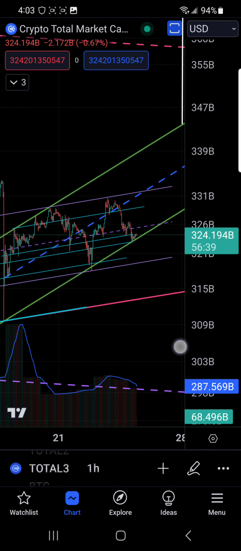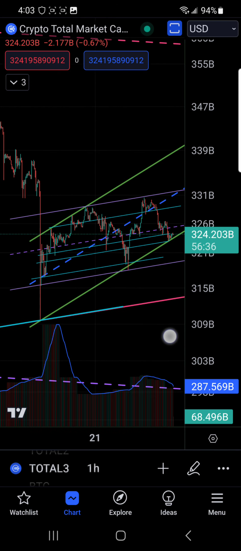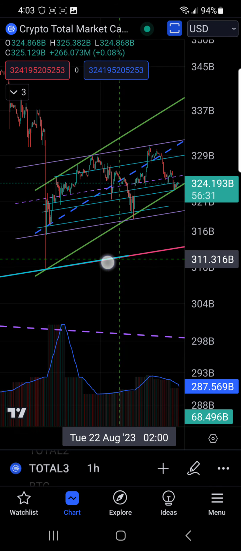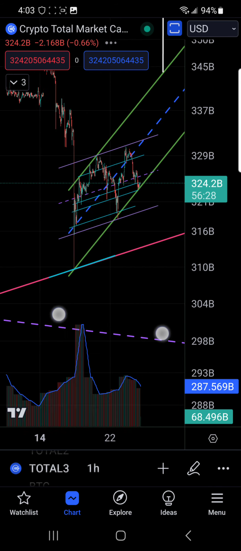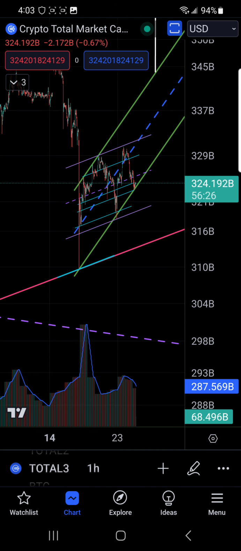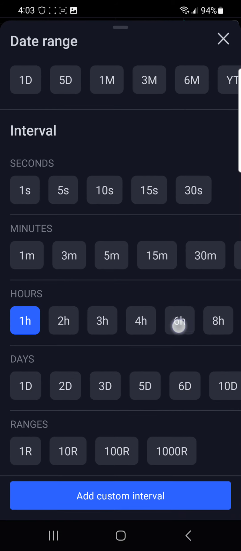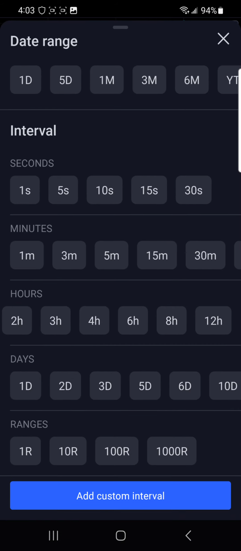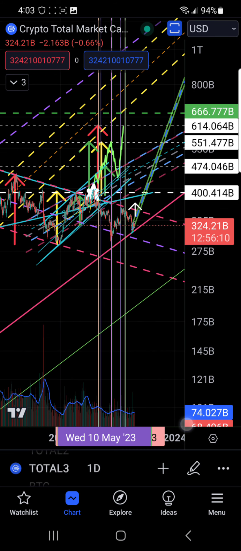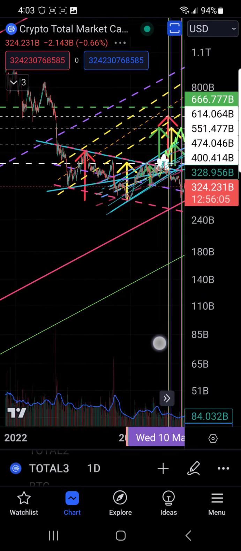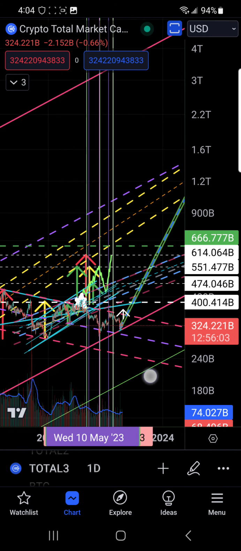Oh, it's the bottom of our parallel channel that we've been trading in since our dump down to the long red trend line of support that we've been following for many, many years and cycles. And it's the base of our, let's go just to a daily maybe. It's the base of our triangle, the red line.